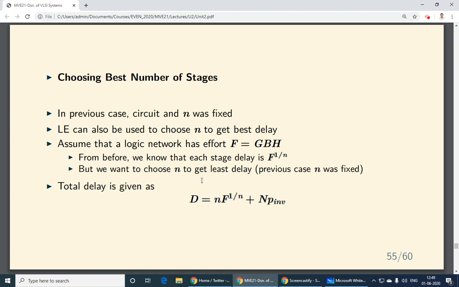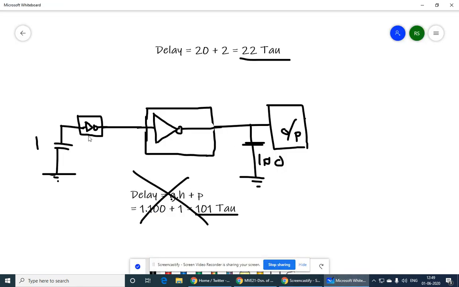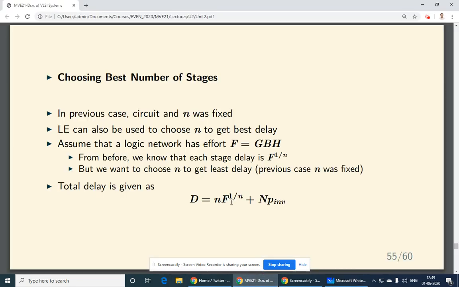So this is the problem that is being set up. The delay D: we have chosen n equal to 2, but that is not necessary. We don't know what it is. We know the value of capital F, because in this case it is just a chain of inverters, so your G1, G2, G3 are all 1. It's a chain of inverters with no branching, so B is also 1. So capital F is just going to be the output capacitance, which is what I am required to drive, divided by the input capacitance. So that is F.